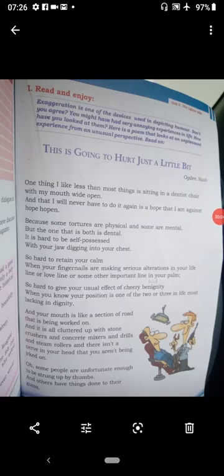Today I would like to introduce a new poem. This is Going to Hurt Just a Little Bit. It was written by Ogden Nash.